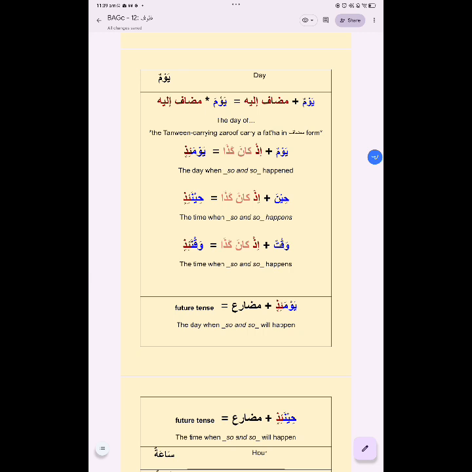Then you've got yawma idhin plus any present tense or muzari. This becomes future tense. For example, yawma idhin was the day when so and so happened, so yawma idhin plus muzari would become future tense: the day when so and so will happen. Similarly, hina idhin plus muzari is equal to future tense: the time when so and so will happen.